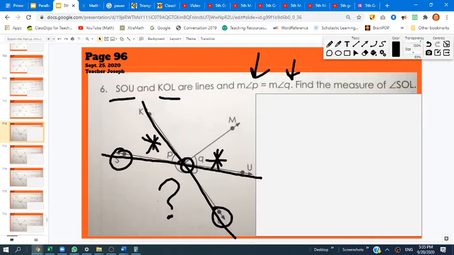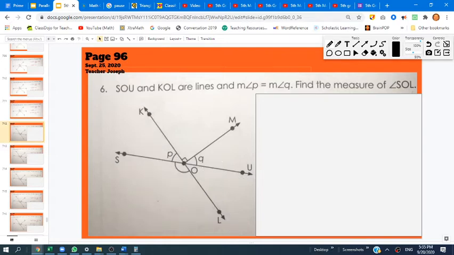Make sure you read the directions really, really carefully on these problems. Okay? So that's what we do know. So let's try to find the measure of this angle right here. Let me walk you through step by step how to do this problem.